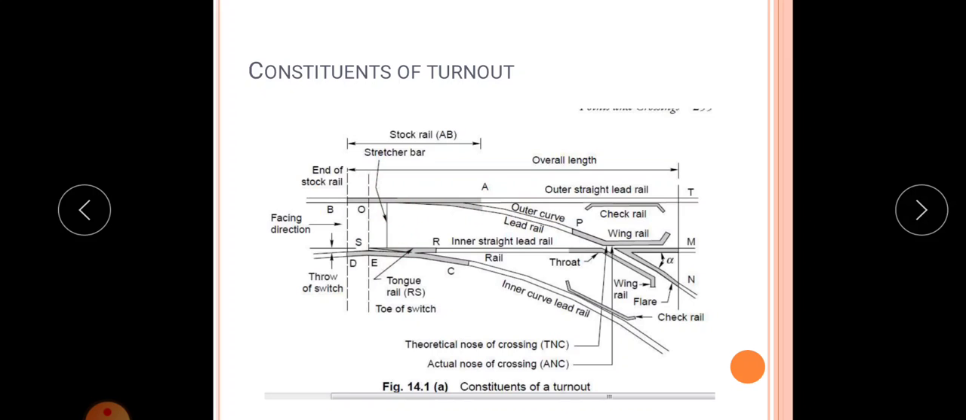That is, two or more stretcher bars are connecting both the tongue rails close to the toe for the purpose of holding them at a fixed distance from each other. Okay, so like this we are providing a stretcher bar.